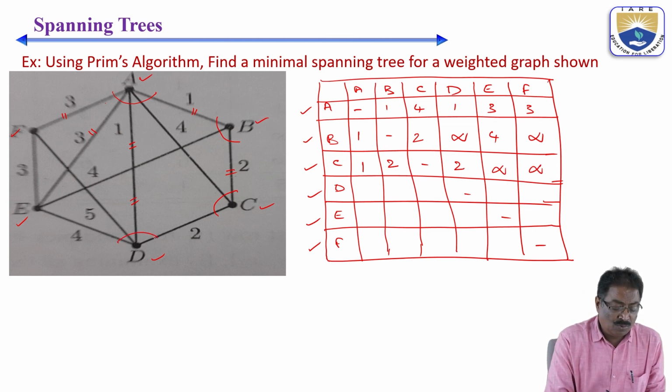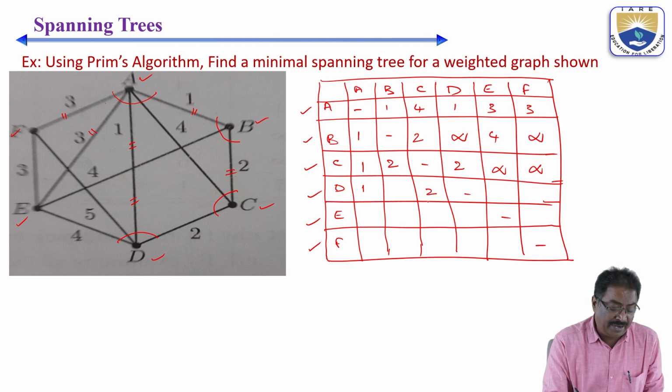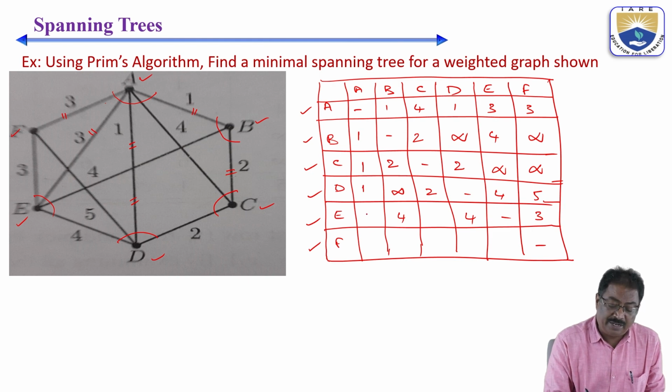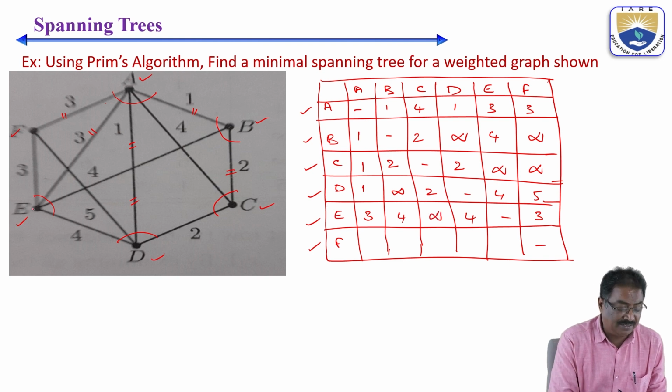And D, if I am considering: D to A is 1, D to C is 2, D to E is 4, and D to F is 5. So 1, 2, 3, 4, and the remaining are infinity. Now E, the degree is 4: E to F is 3, E to D is 4, E to B is 4, and E to A is 3. So 1, 2, 3, 4, the remaining are not there.